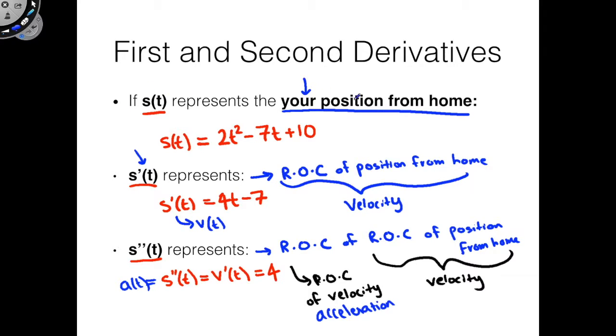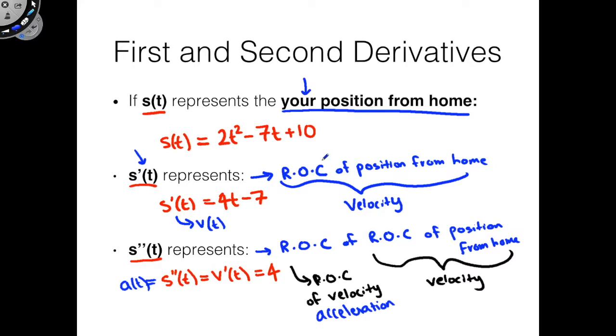Okay? So I hope you see the kind of relations that we've derived here. If S of t is your position from home and we have some arbitrary function for that, then the first derivative of S of t represents a rate of change of your position from home, right? It represents an instantaneous rate of change of your position from home, given some value of t. And that is velocity, and that's v of t. Now, S double prime of t could be thought of in two ways. It represents the rate of change of your rate of change of your position from home, because remember, you're doing this whole rate of change process twice with the second derivative, right?